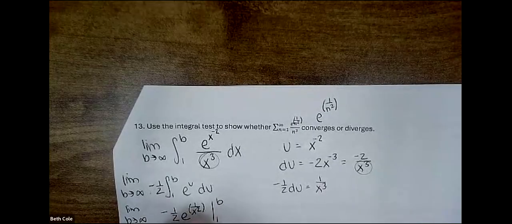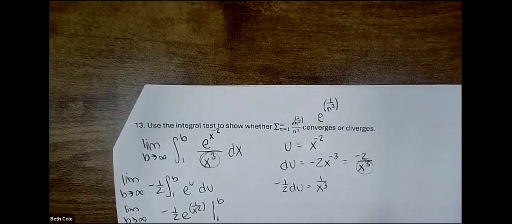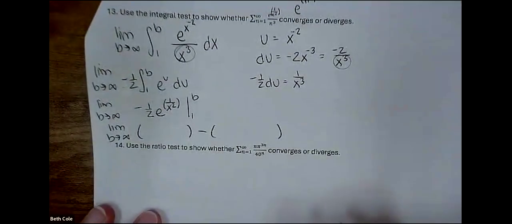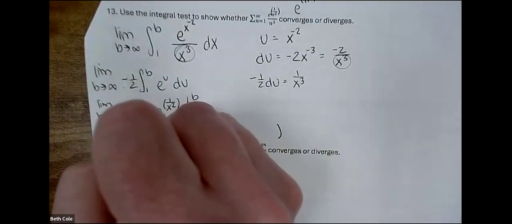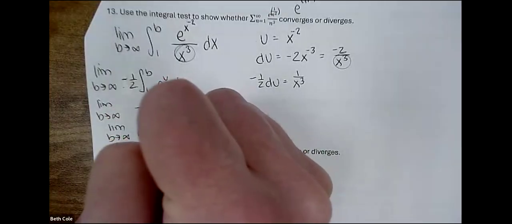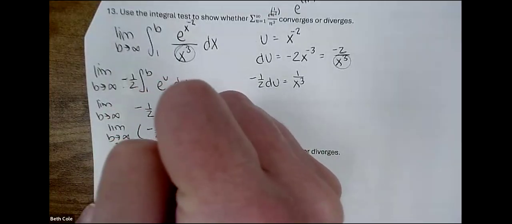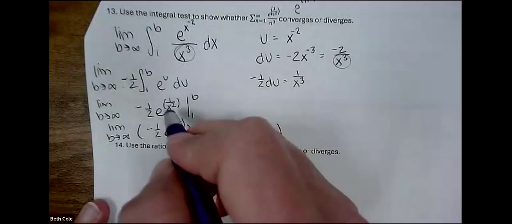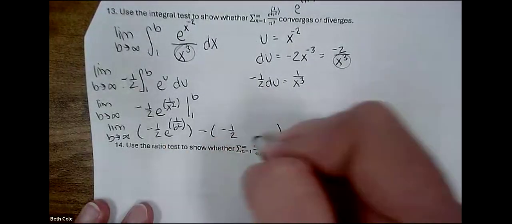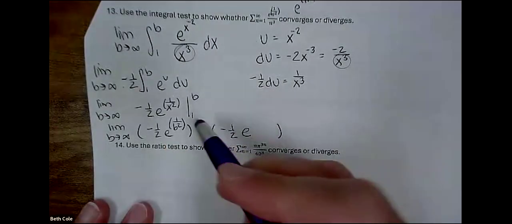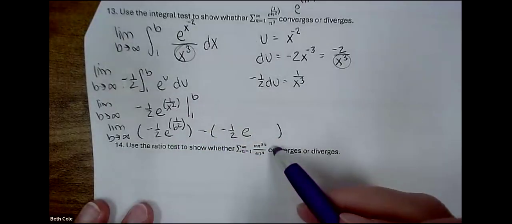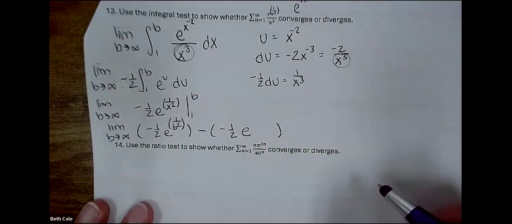Such that 1 to b. Now we're going to do upper boundary minus lower boundary. If we plug in b, it's going to be the exact same thing except with b in there instead of x. And then if we plug in 1, we're going to get negative 1/2 e. If you plug in 1, 1 squared is 1, 1 over 1 is 1.